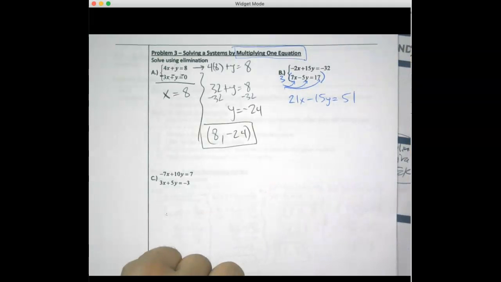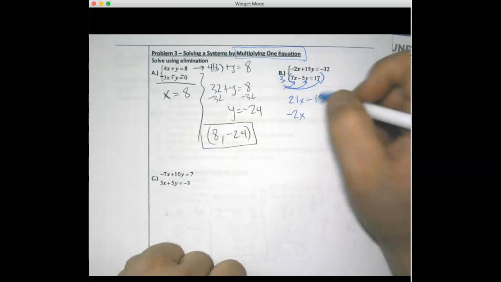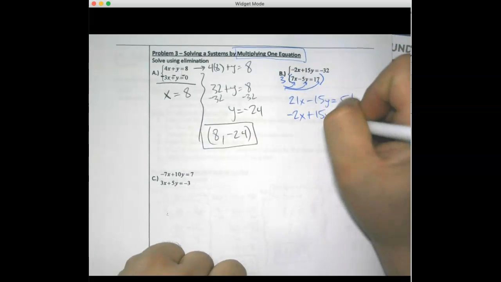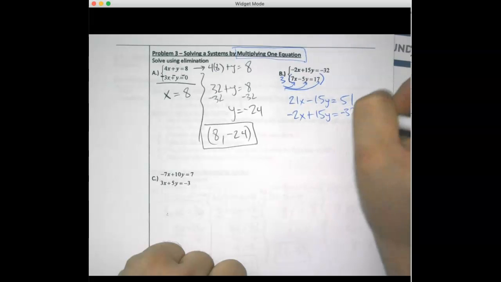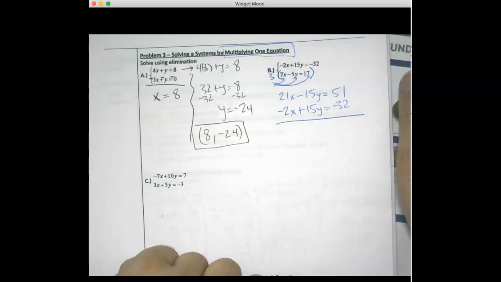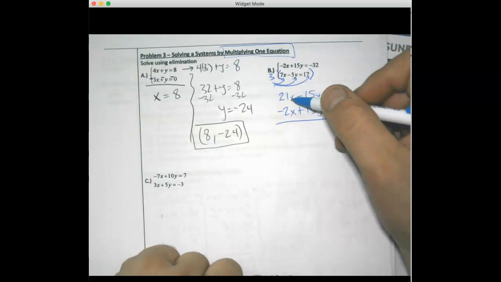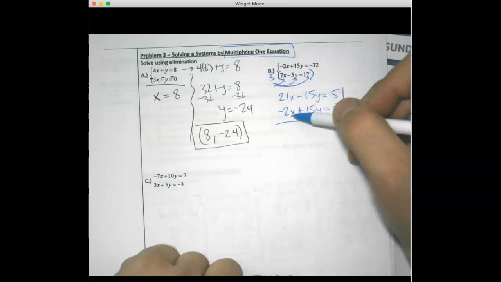So I'm going to rewrite the top equation now. Negative 2x plus 15y equals negative 32. And now that I have opposites on my y's, I can solve this. And you guys were theoretically adding the equations, right?